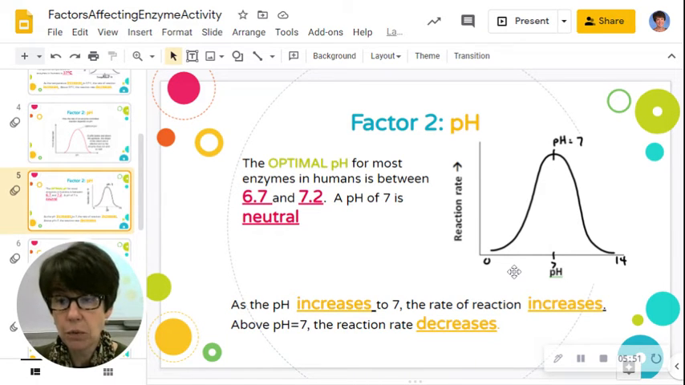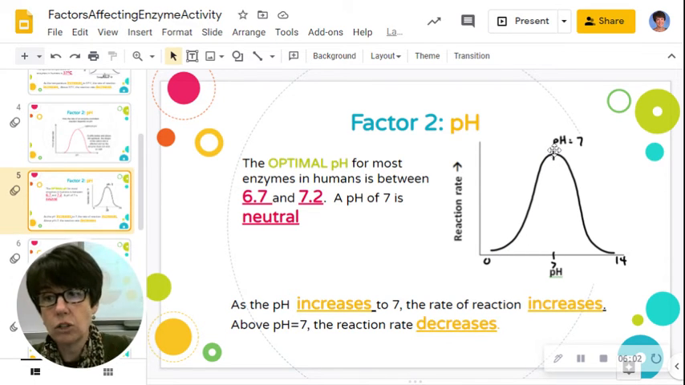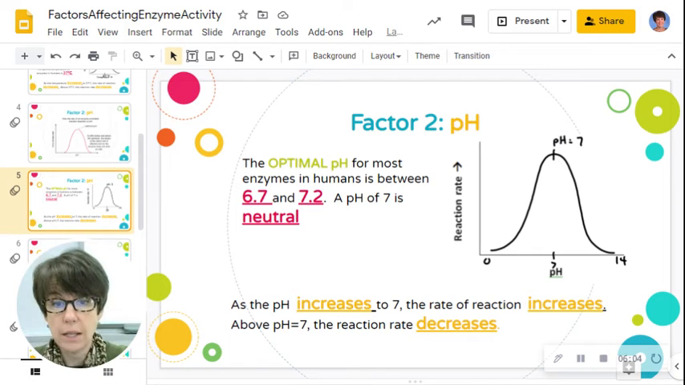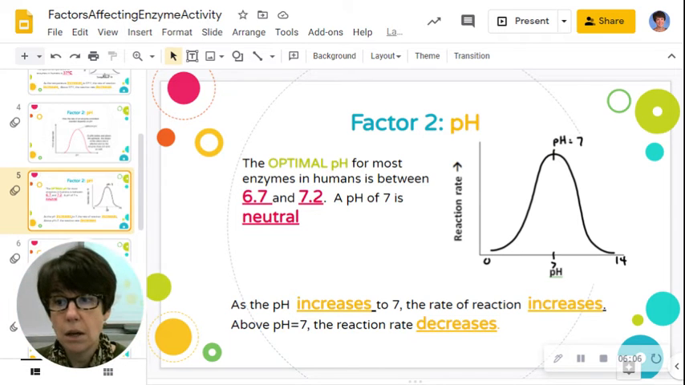But again, all I'm doing when I'm doing this written part is just following the curve, right? So as the pH increased to 7, the rate of the reaction went up. All right, that makes sense. I can see that there, right? And then above that, the reaction rate goes down.